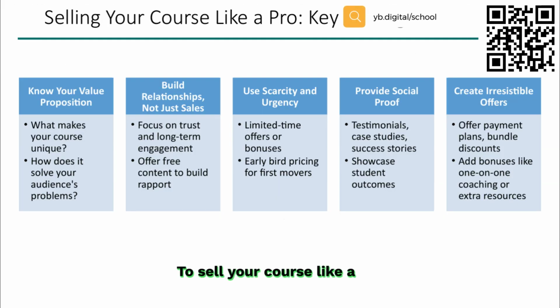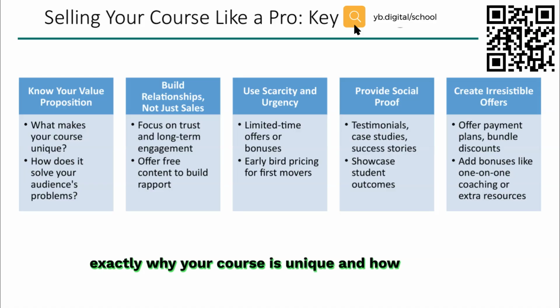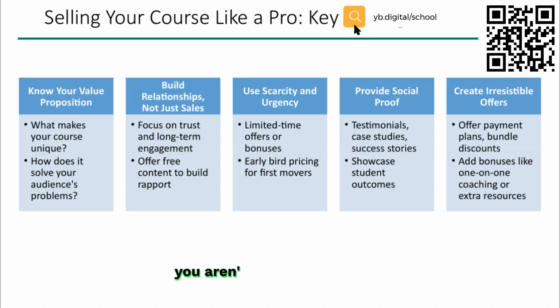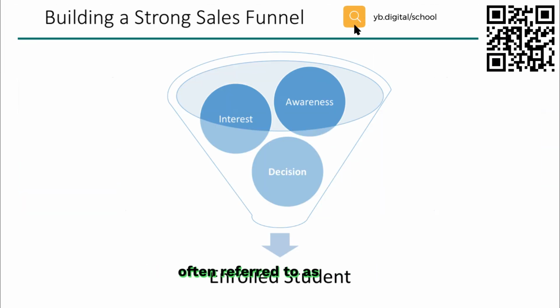To sell your course like a pro, you must first master 5 key strategies. It starts with your value proposition, pinpointing exactly why your course is unique and how it fixes a specific pain point. Remember, you aren't just making a sale. You're building a relationship based on trust, often through free, valuable content. To help potential students take that final leap, use tools like scarcity and social proof. Think limited time bonuses and real-world success stories. Finally, make your offer irresistible by adding flexible payment plans or exclusive resources that make the decision to join an easy yes.